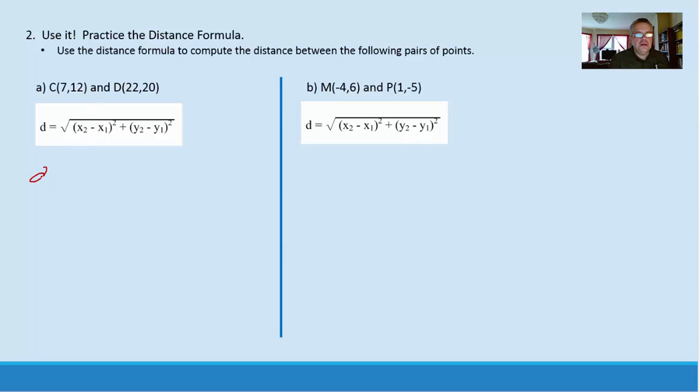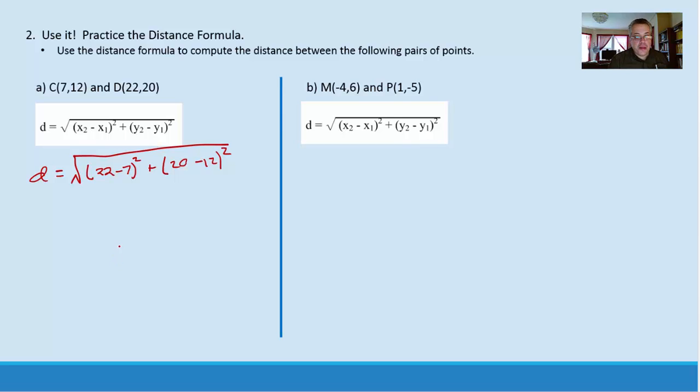So we just have to plug in the coordinates of the points. So we get d equals big square root. So make it really long. We have x2 minus x1, 22 minus 7. I'll write everything out. Squared plus. Then y2 minus y1, 20 minus 12. And all of that is squared.